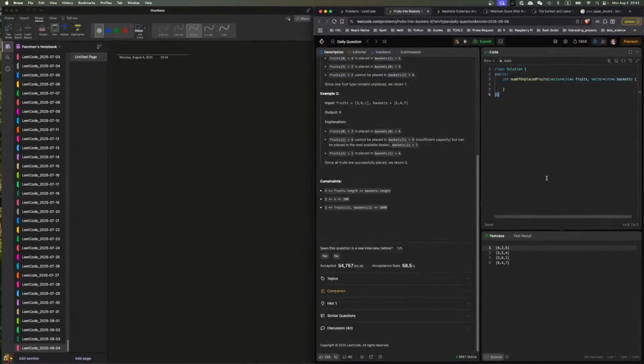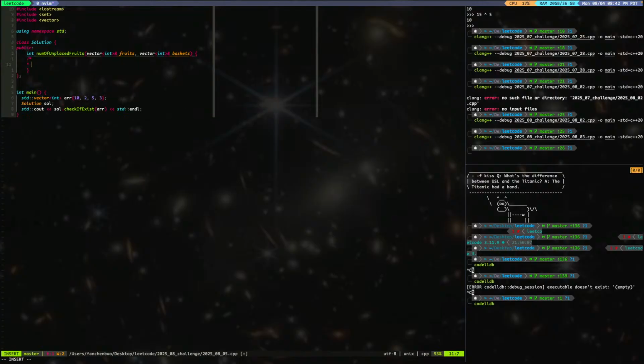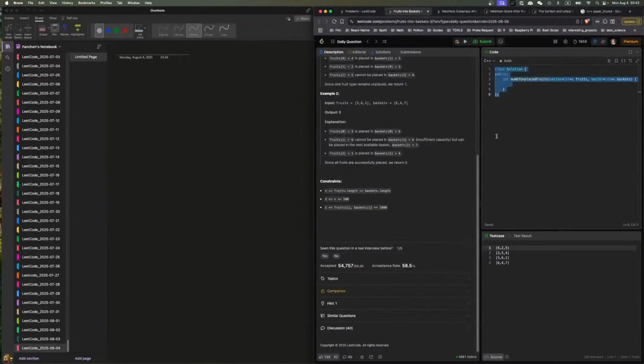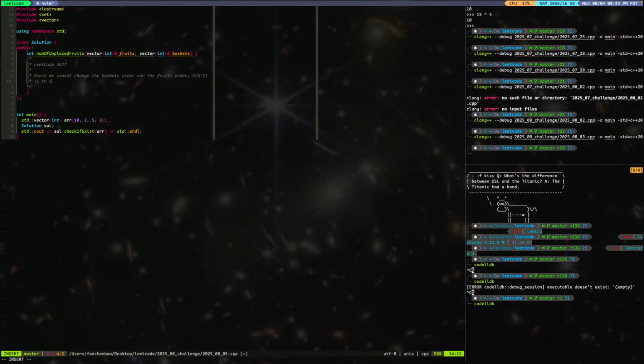Yeah, if we cannot change the order, then I think it is O(n) squared. Well, since we cannot change the basket order nor the fruit order, O(n) squared is the only option.